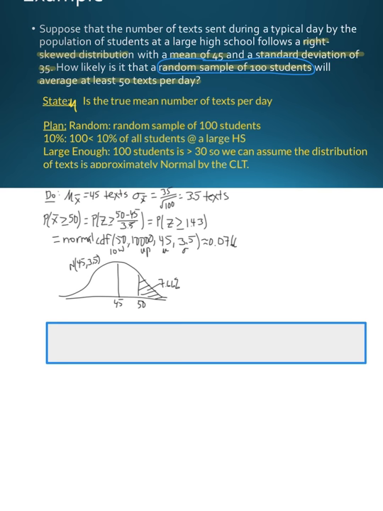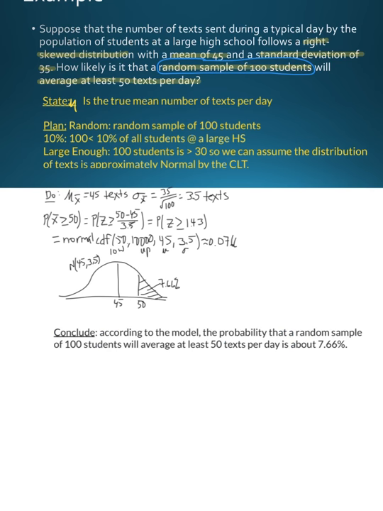And then all that's left for us to do is our conclude statement. And I typically will pull the exact same thing from the actual question itself, verbatim. So we have this is our question. So according to the model, the probability that a random sample of 100 students will average at least 50 texts per day is about 7.66%. Notice we used a huge chunk of that question. I would just rephrase the question. And that's all you need to know for sample means.